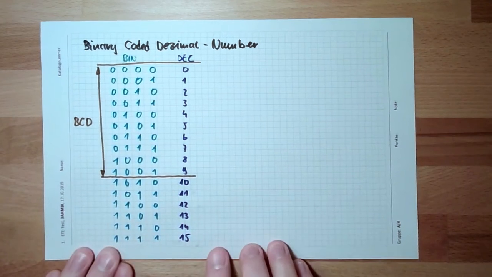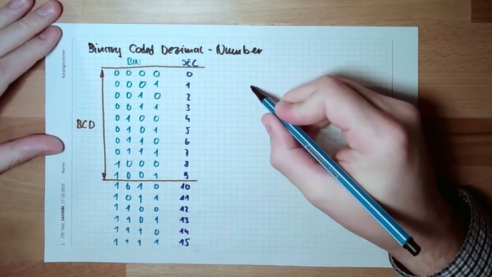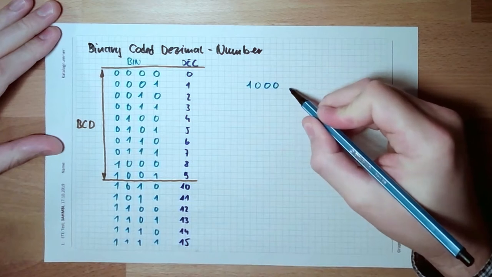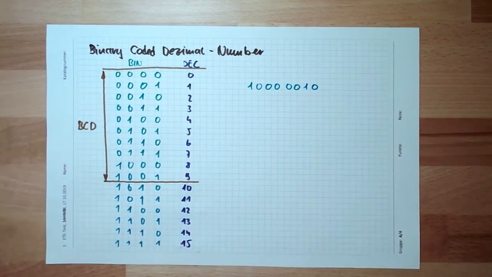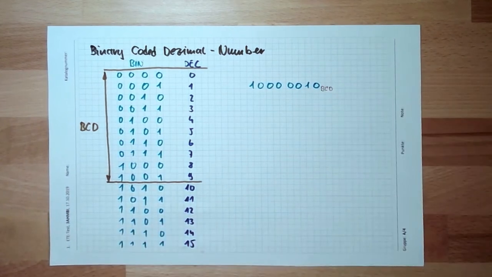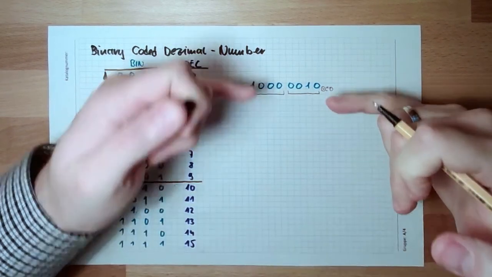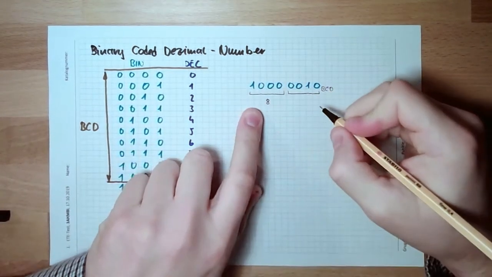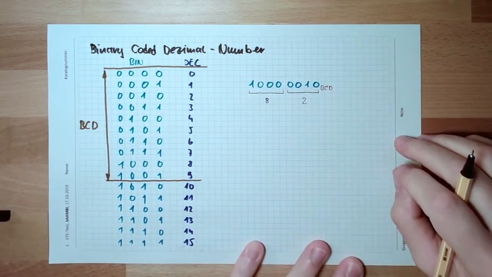For instance, if we have this number, 1000 0010, and this number shall be coded in BCD, then I can simply take a group of four, and another group of four, and I can translate them group by group. So this is 8, and this is 2. This is 82. It's easy to translate for us. This is the big advantage of the BCD code. Easy.